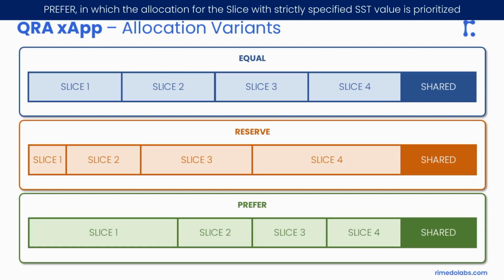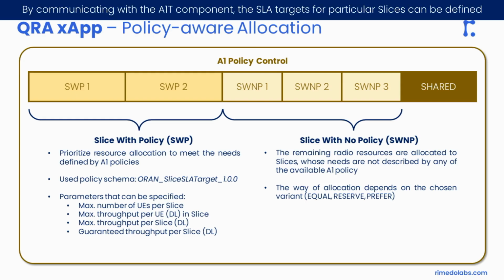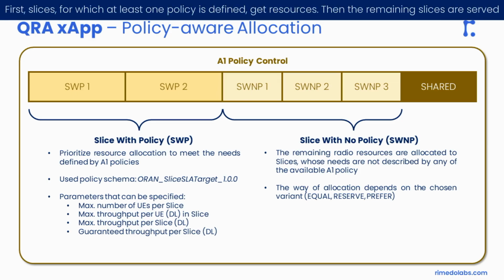Prefer, in which the allocation for the slice with strictly specified SST value is prioritized. The QRA xApp can be managed by using policies passed through the A1 interface. By communicating with the A1T component, the SLA targets for particular slices can be defined. First, slices for which at least one policy is defined get resources. Then the remaining slices are served.